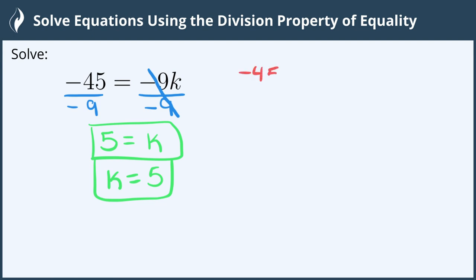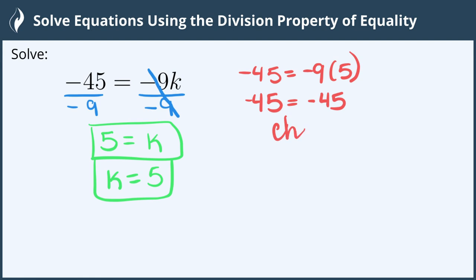We can also double check just to make sure that we did in fact get the correct answer by substituting back into our original equation for k and putting in the 5 that we got as our answer. -9 times 5 is negative because I have a negative times a positive. 9 times 5 is 45. -45 does in fact equal -45, so it checks, and that means that our solution, k equals 5, is the solution to our equation, and we're all done.